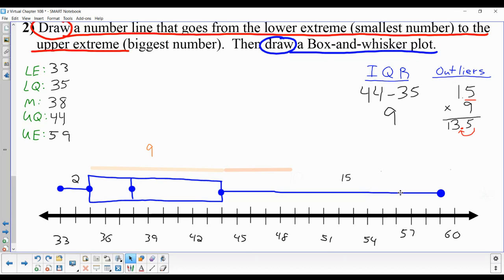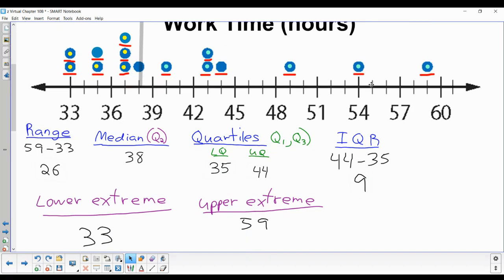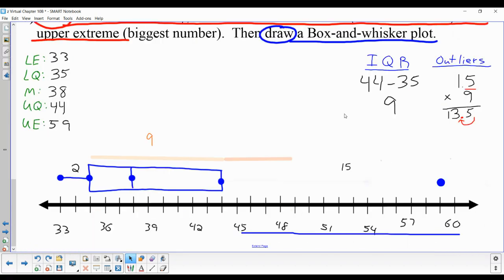So what we do with that is we erase our whisker and we find the next biggest piece of data. The next biggest piece of data after the 59 was 54. We put a dot at 54 and we redraw our whisker. Now we're going from 44 to 54. That is only 10 in length. The old dot gets erased and you put a star in its place. And that is how you have your box and whisker.